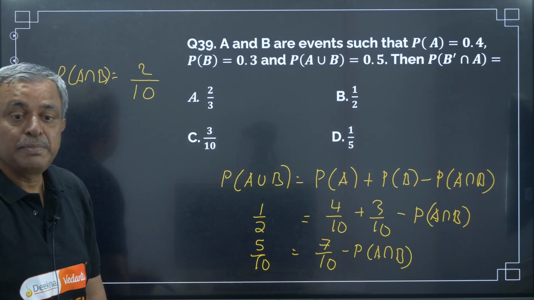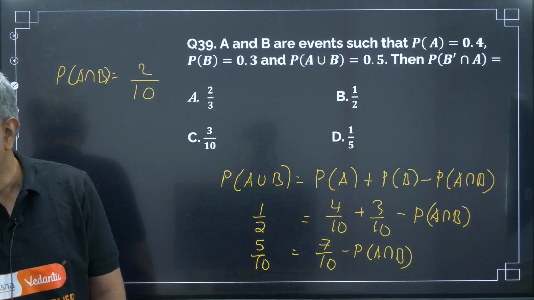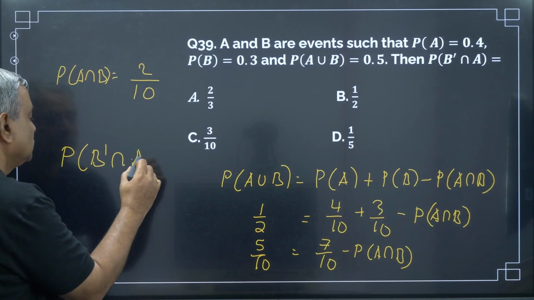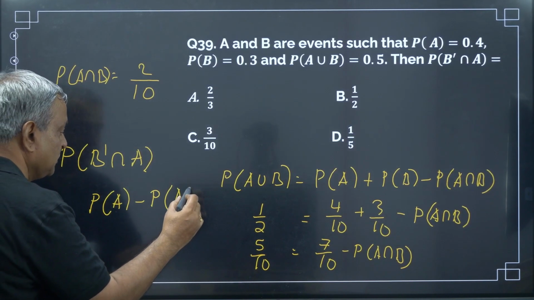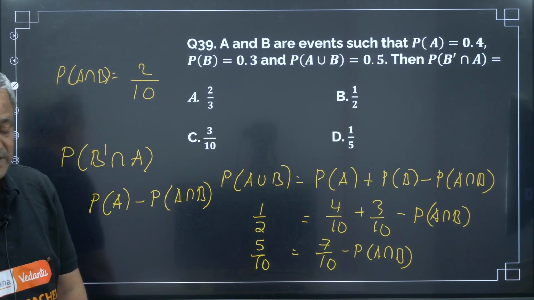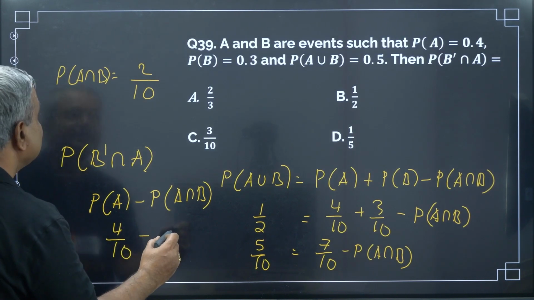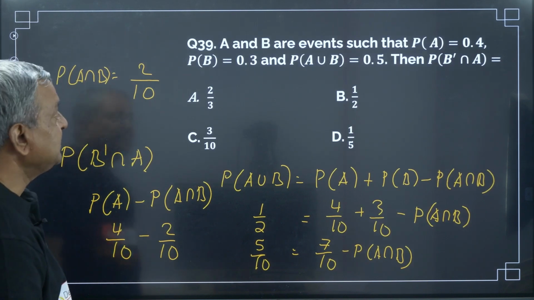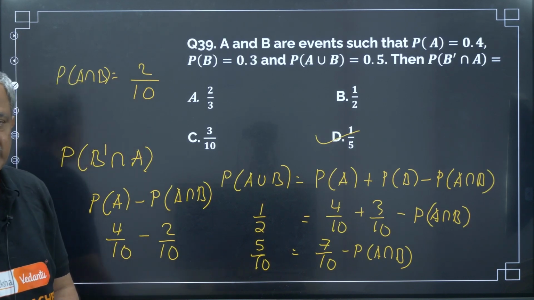But we require P of B intersection A. P of B intersection A is nothing but P of A minus P of A intersection B. P of A is 4 by 10, P of A intersection B is 2 by 10. So we get 0.2, which is 2 by 10, equal to 1 by 5. Option D is correct. Please complete it.